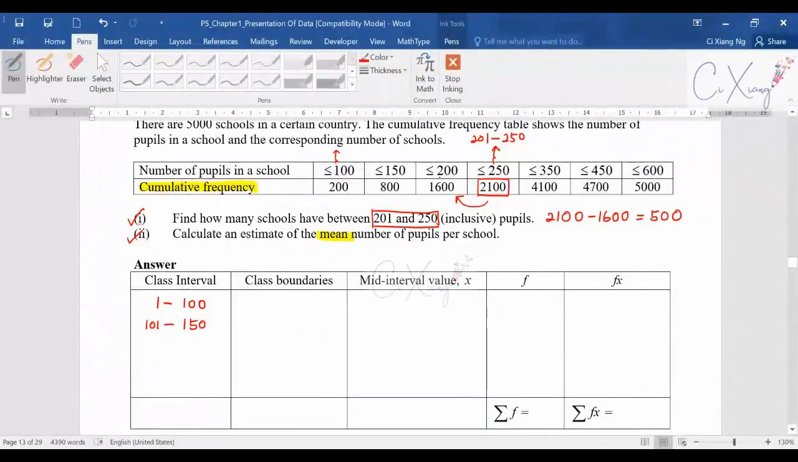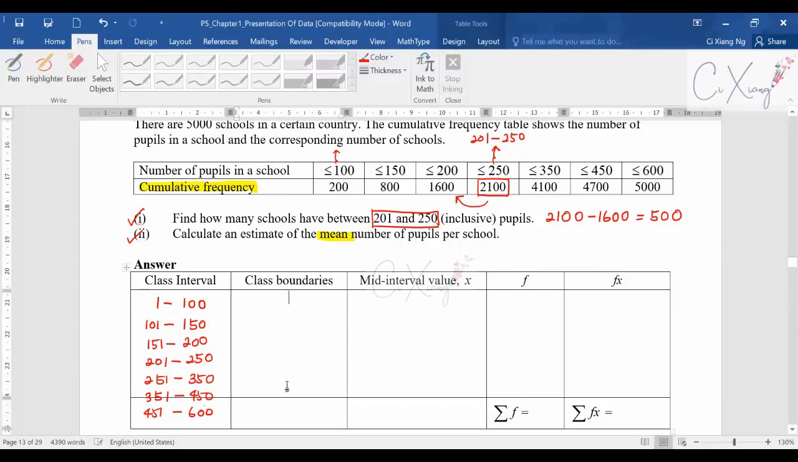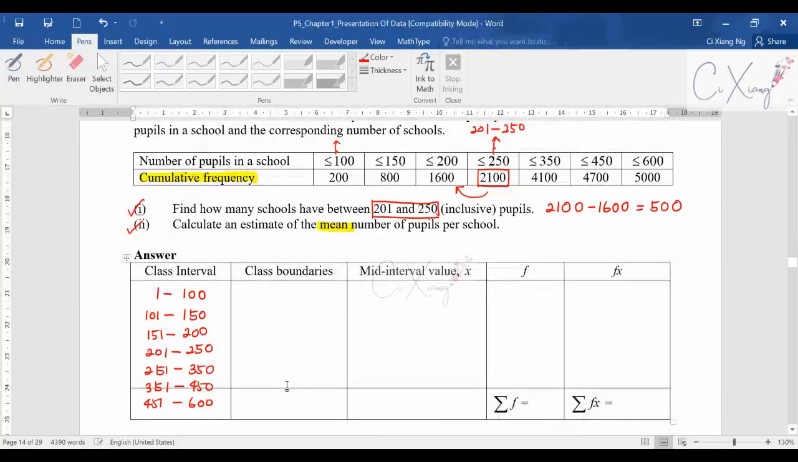Okay, right. So the same thing happens here. This one will be 151 to 200. Then you have 201 to 250. Then 251 to 350. Oh, sorry, my space is not enough. 351 to maybe 450. Then 451 to 600. Okay, so I think the space is a bit small, but never mind, hope that you can squeeze it a bit.